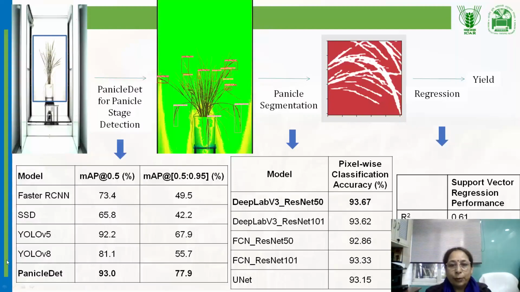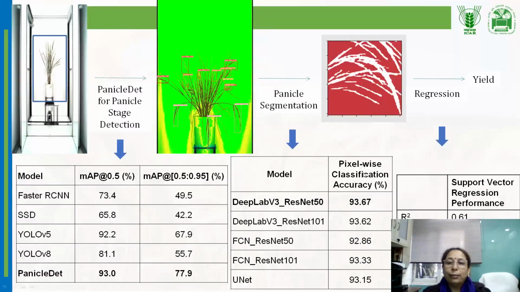Our model, which we have given the name PanicleDet, is an ensemble model based on the ensemble of YOLO 5 and YOLO 8. Combining them together, we got the accuracy of 93%. At the same time, you can see here in the 0.5 to 0.95 range, we got more accuracy compared to our other models. That's why we can say PanicleDet is giving a very good accuracy as far as the different stage identification of the panicle is concerned.